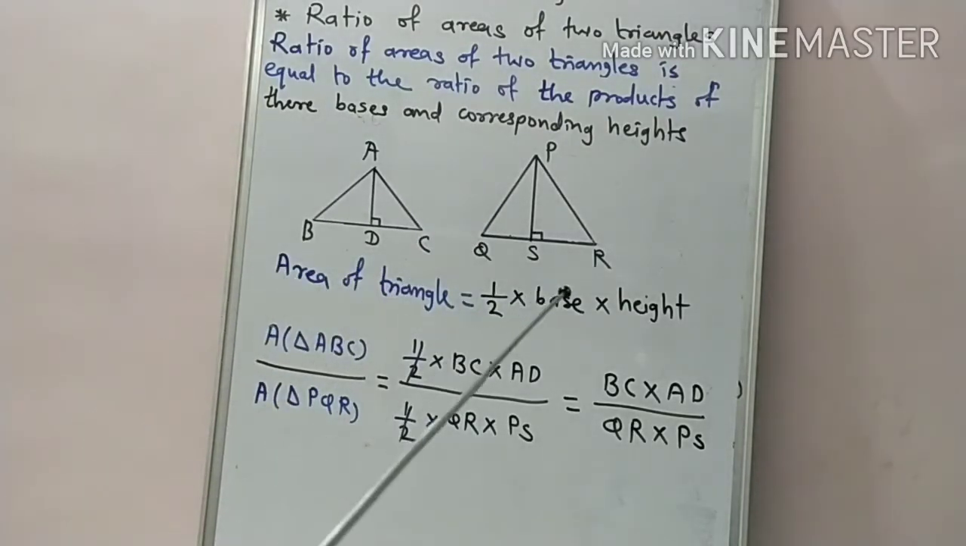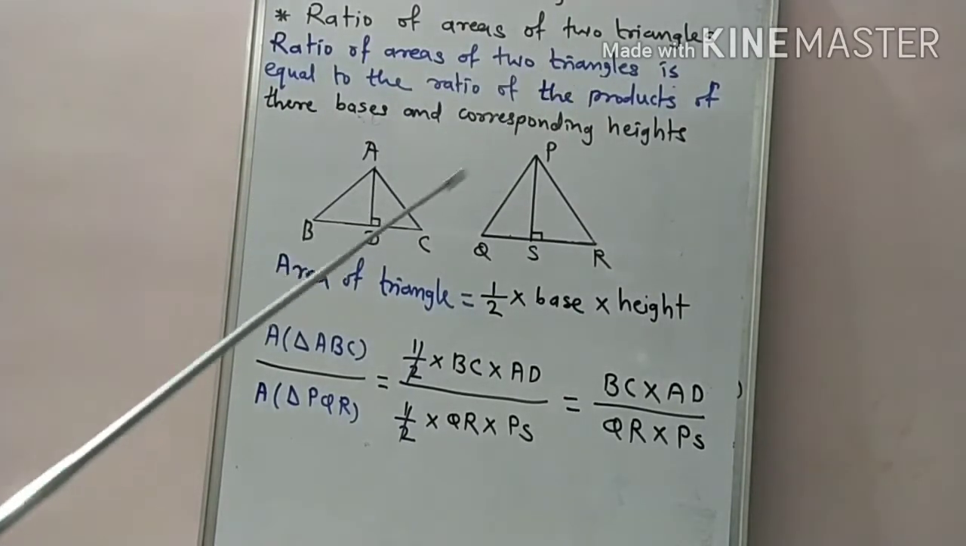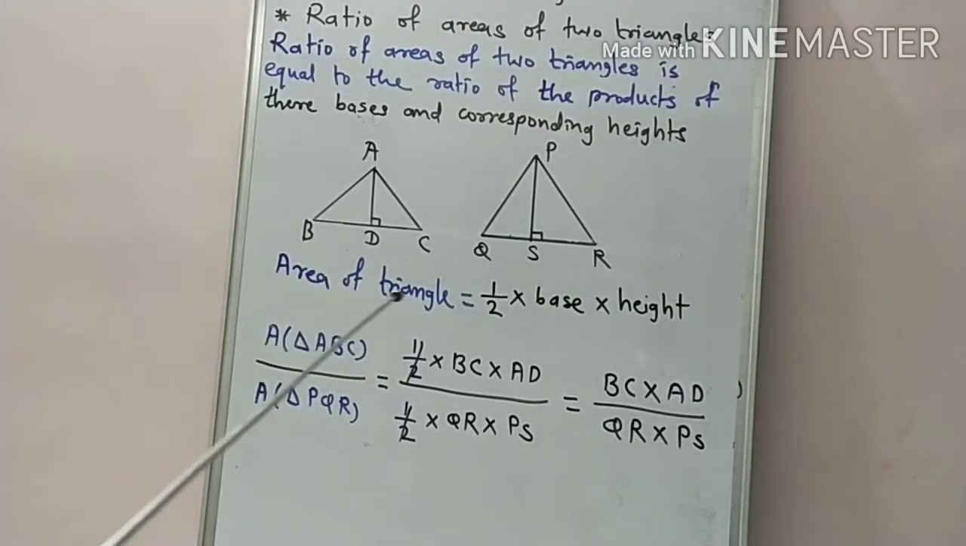According to the formula for the area of a triangle, because you have to find the ratio of areas of two triangles, we use that formula: area of triangle is half into base into height. We substitute half into base into height for those particular triangles, and we take the ratio where the half gets eliminated. So what is the remaining part? BC and AD, QR and PS for these two triangles, and BC and AD are what? Yes, base and height of this triangle, and the product we get here.